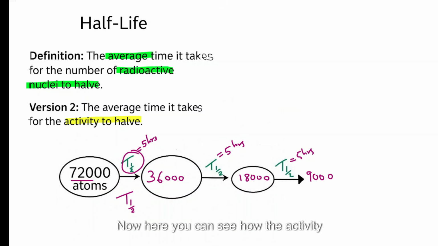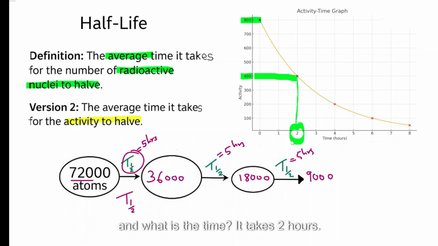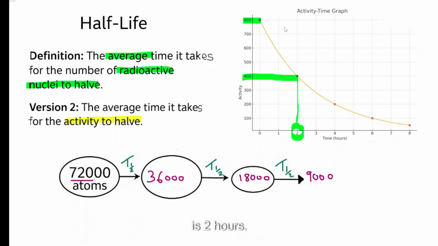Now here you can see how the activity changes with time on a graph. The initial activity is 800. Now remember, the average time it takes for the activity or number of nuclei to halve is half-life. So what is half of 800? It's 400. You go to the right and you come down, and what is the time? It takes 2 hours. So I can see the half-life here is 2 hours.